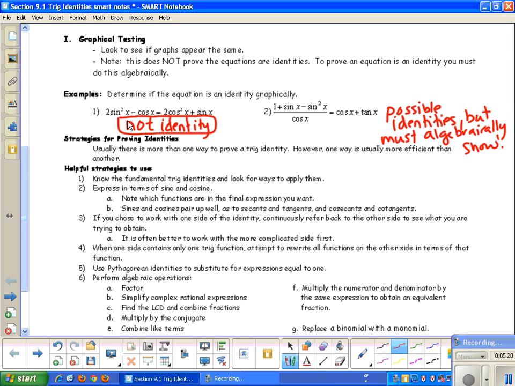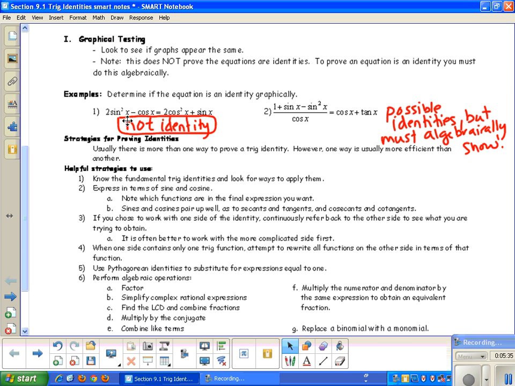So remember, in order to tell something is an identity, you have to do it algebraically. The next part that we're going to talk about is proving identities. Usually there's more than one way to prove a trig identity. However, one way is usually more efficient than another.